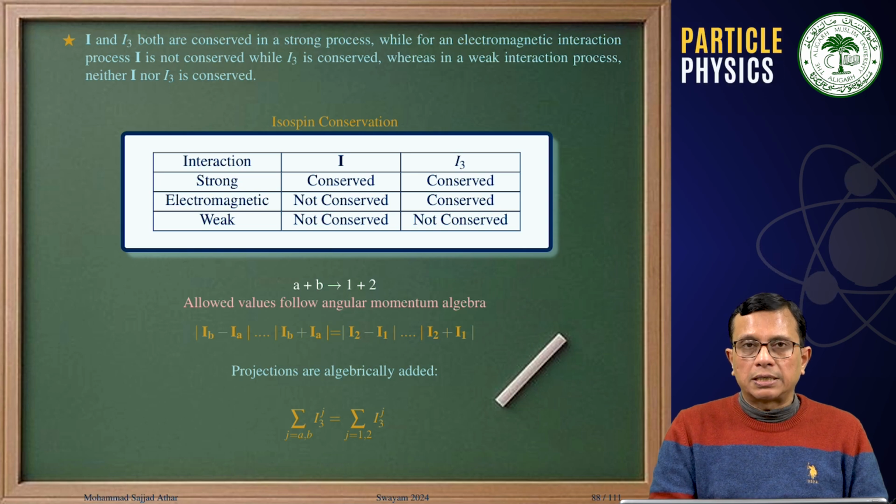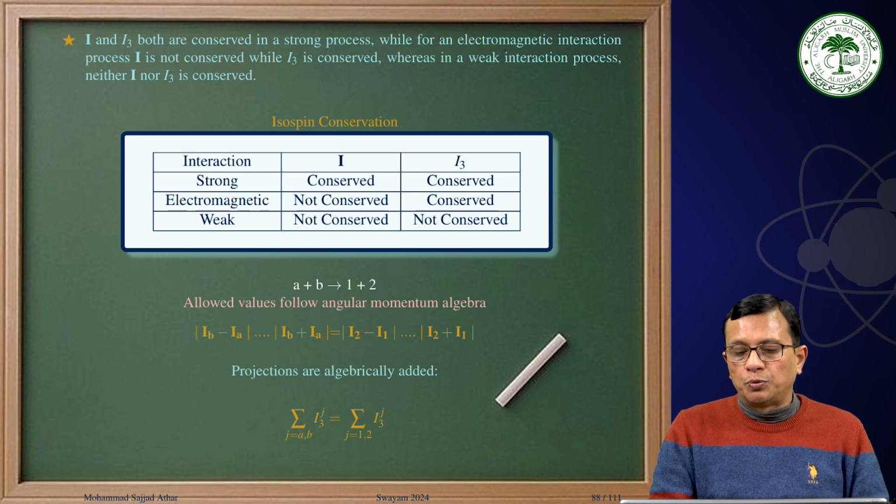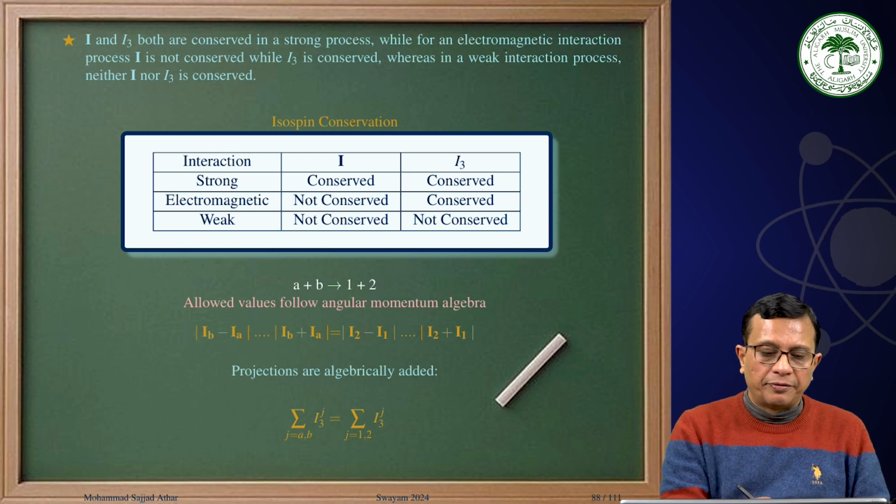This I have already discussed in the case of total angular momentum. Suppose A and B are the particles in the initial state and 1 and 2 are the particles in the final state, then the total isotopic spin will be from IB minus IA to IB plus IA in magnitude, and similarly from I2 minus I1 to I2 plus I1, while the projections are algebraically added. Let me give you an example.